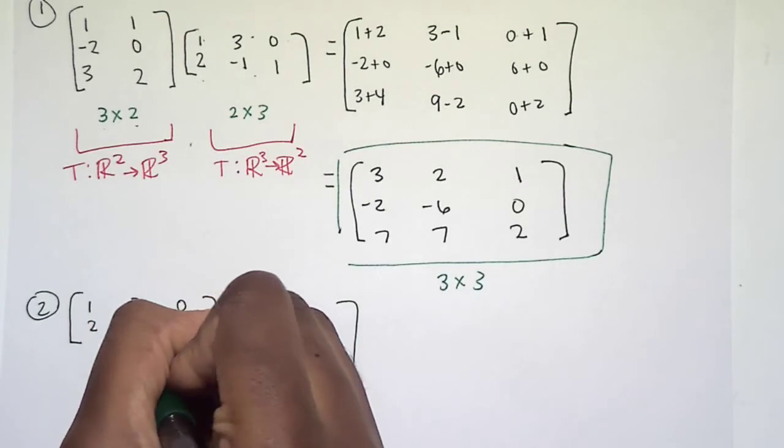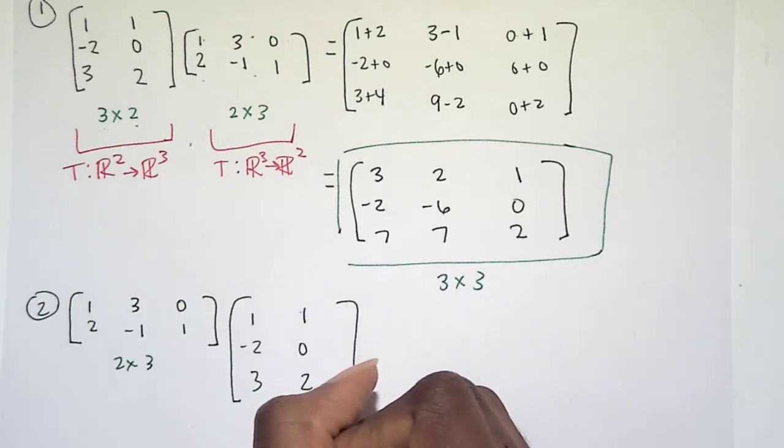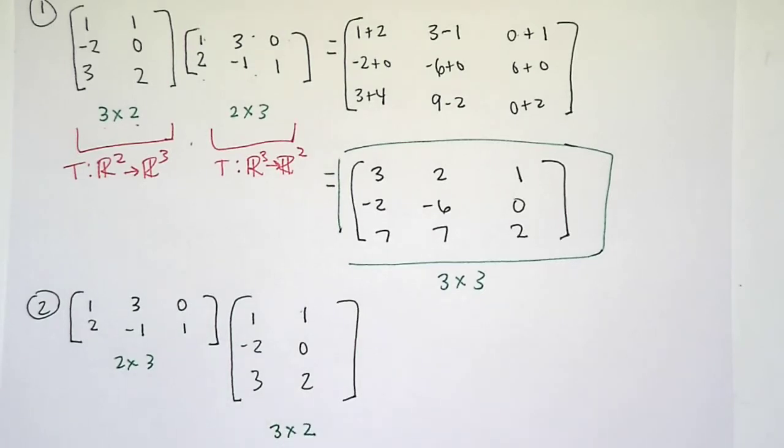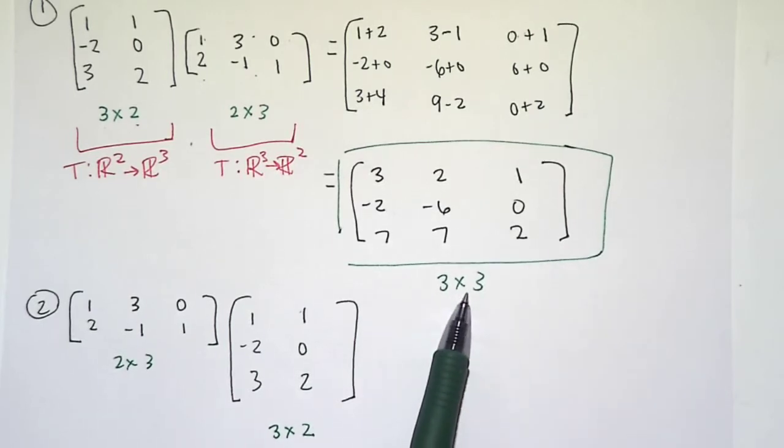So this one is a 2 by 3 matrix. This one is a 3 by 2 matrix, which means that when we multiply these together, the product will be a 2 by 2, not a 3 by 3. So actually, matrix multiplication is not commutative. We can't just switch the order and get the same thing. We get a whole different result.